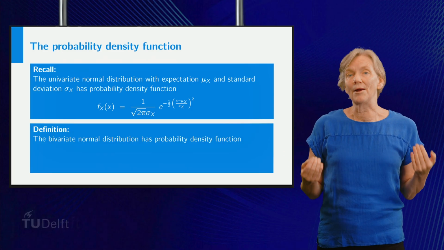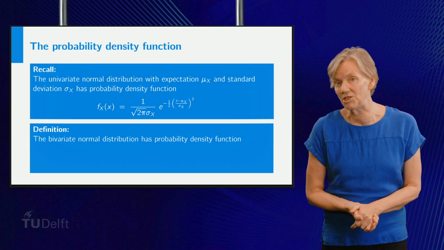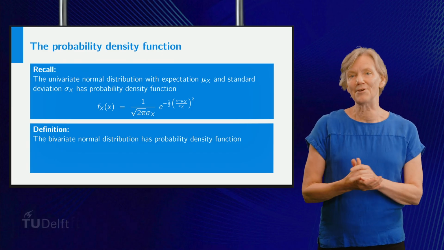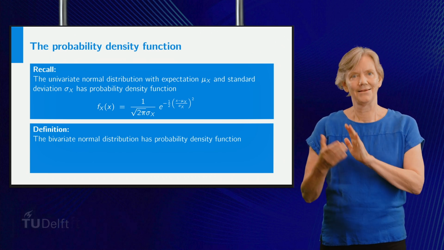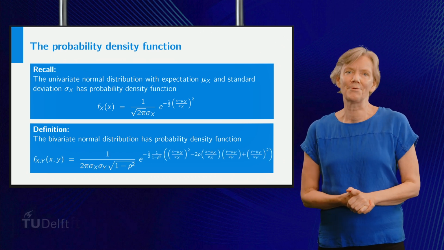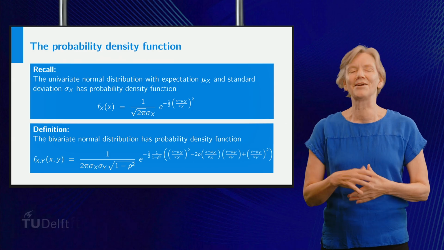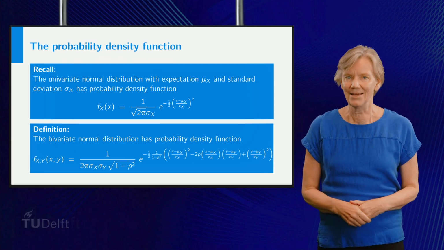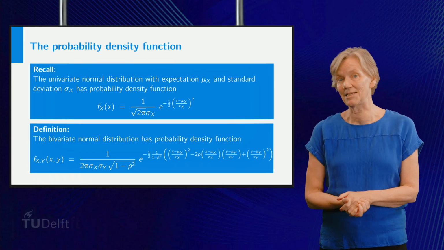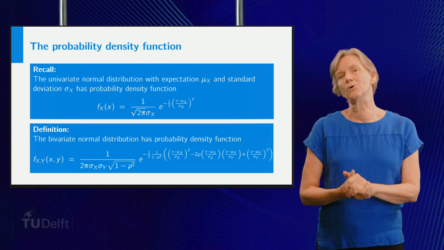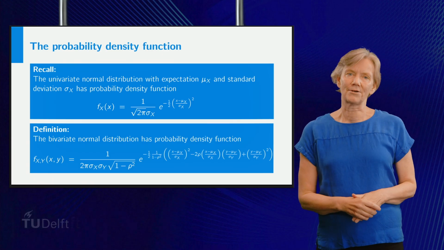Now we want to describe two variables simultaneously. So we need the bivariate version. Are you ready for the formula? Here it is. The joint probability density function of the bivariate normal distribution. Its parameters are μx and μy, sigma x and sigma y, and also rho. Let's first look at the graphs.